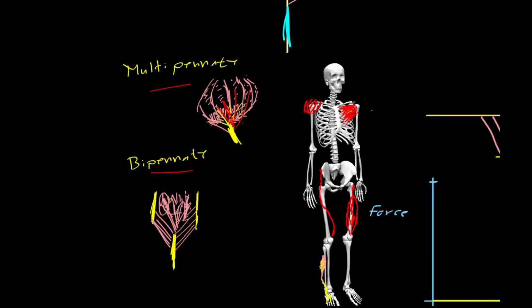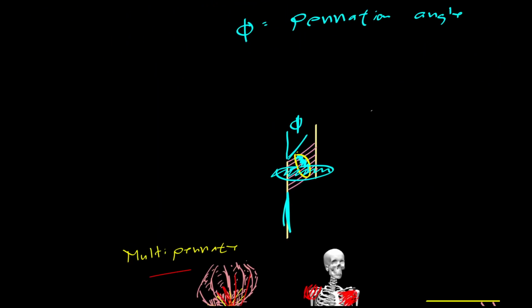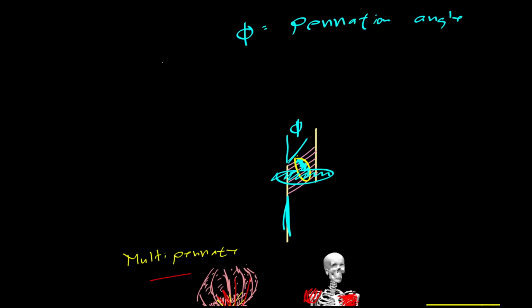Now this gives rise to a concept called the physiological cross-sectional area. And I'm going to spend the whole next video talking about that in detail, but I wanted to show you where that idea comes from.